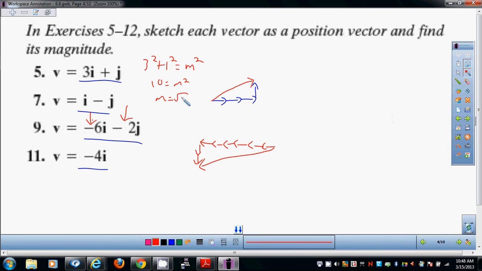Who can tell me the formula for finding the magnitude on number 9? Number 9. How am I going to get my magnitude? Justin.